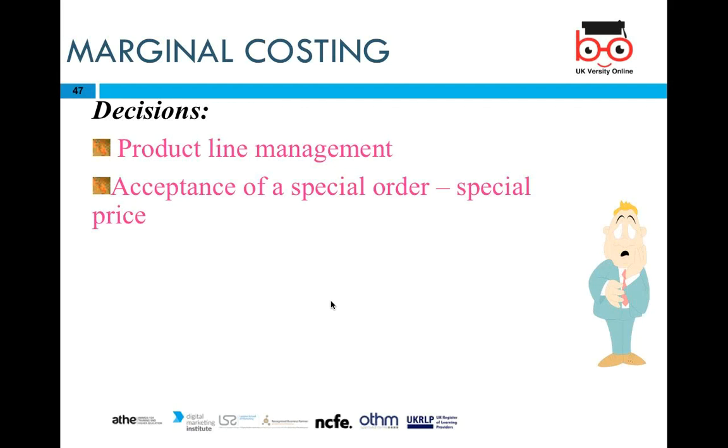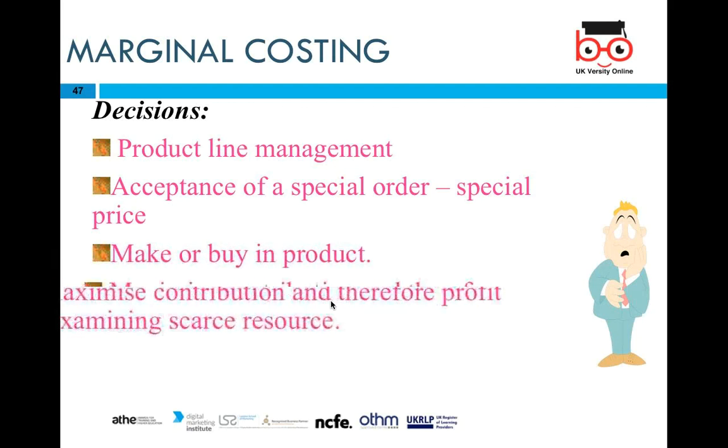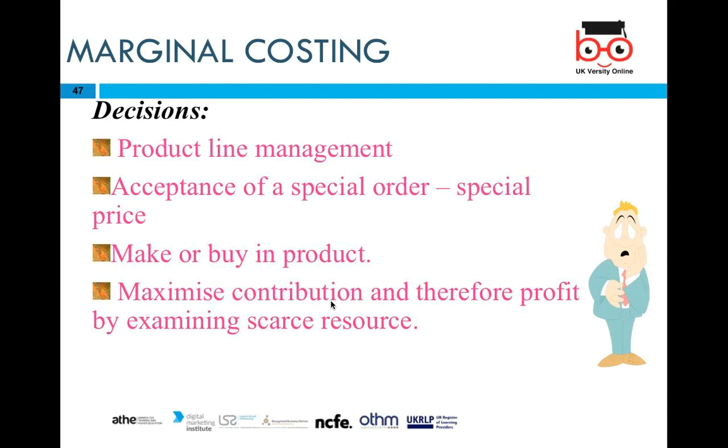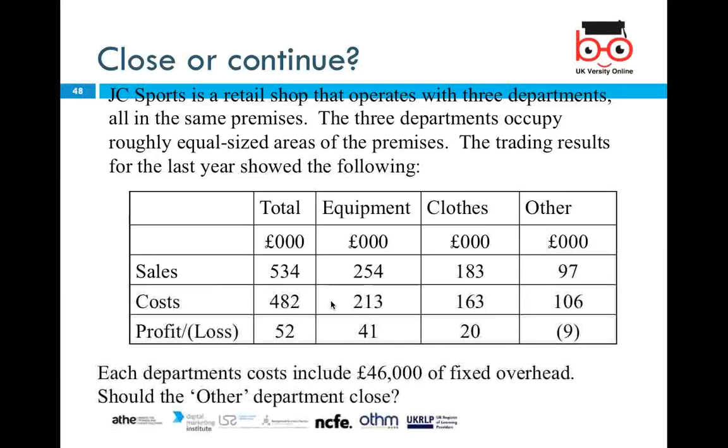Normally marginal costing decisions come from product line management, acceptance of a special order, whether to buy or make, and maximizing contribution and therefore profit by examining scarce resources. For example, a very important decision is whether the company should close or continue. Let's take one example here.